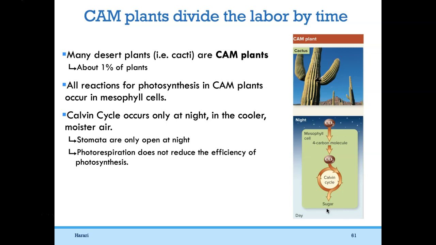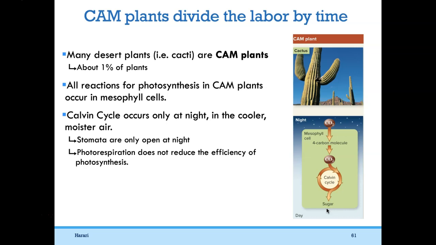So in a CAM plant, stomata are only open at night, and that's when the Calvin cycle can occur. When it's not hot out, there's not going to be a lot of water loss. So the stomata are open at night when it's cooler out, and that allows the proper exchange of CO2 and oxygen to happen. So photorespiration will not reduce the efficiency of photosynthesis.